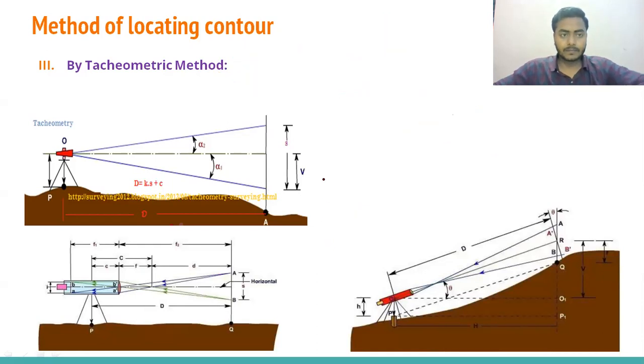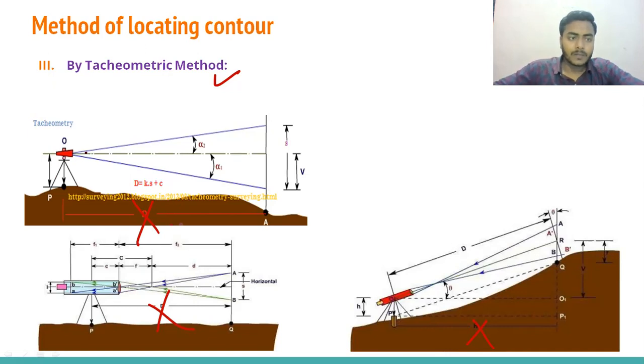Now the trigonometric method is very useful in the case of hilly regions, where we cannot calculate the horizontal distance between the instrument and the staff. When we are not able to calculate the horizontal distance, in that case it will be very useful.